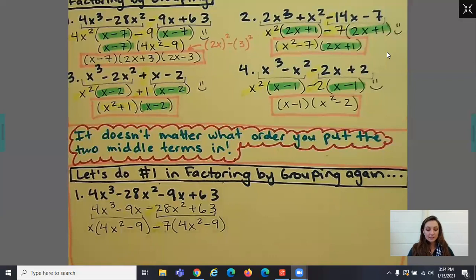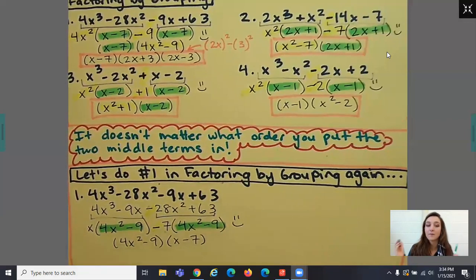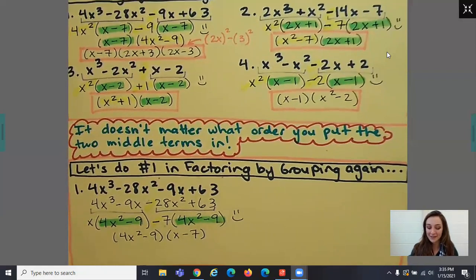You know you got the correct thing whenever the two things inside of the parentheses match up. So we can draw our little smiley face. And we'll arrive at our two factors, 4x squared minus 9 times x minus 7. But we are not done, remember, because in the previous problem we had the same thing happen. We actually have a difference of squares here.